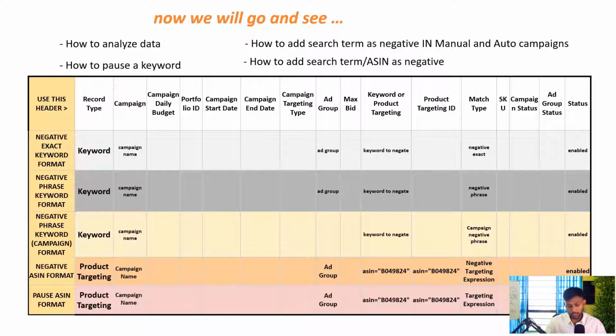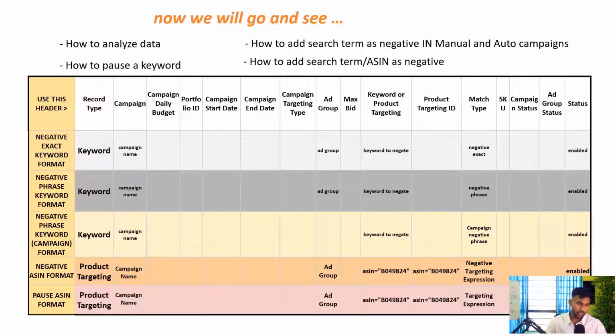So write down add group name. The next thing that you have to do is keyword to negate or search term to negate. When you are negative targeting anything, you have to take the search term. When you are pausing anything, you have to take the keyword. So since we are negative targeting something, we will take the search term here.